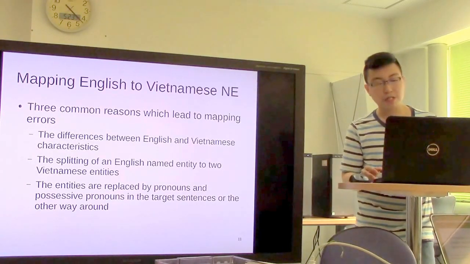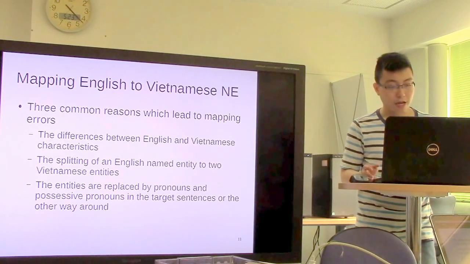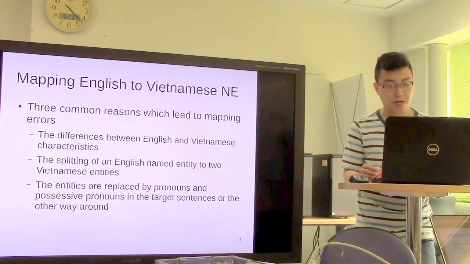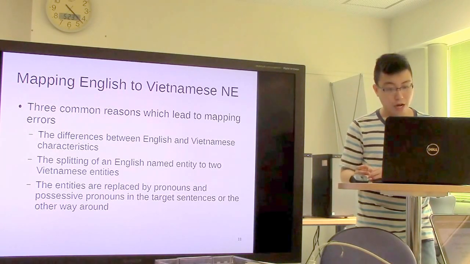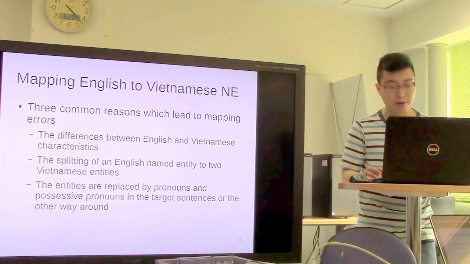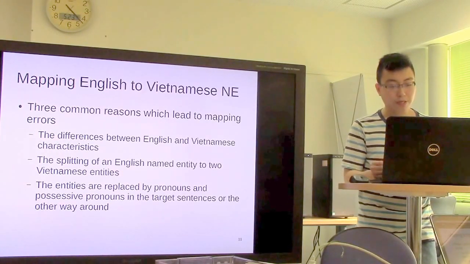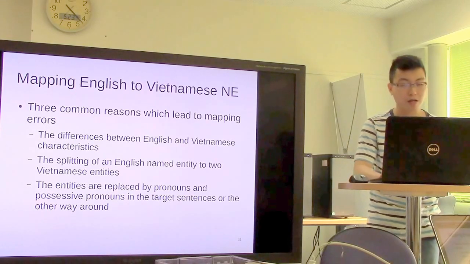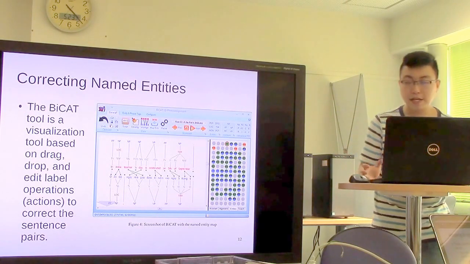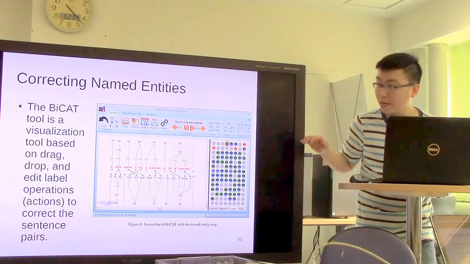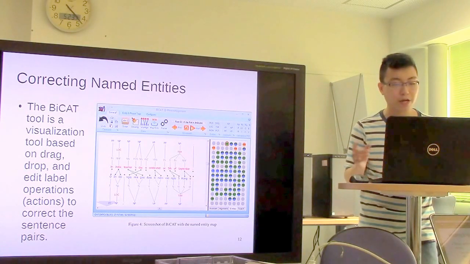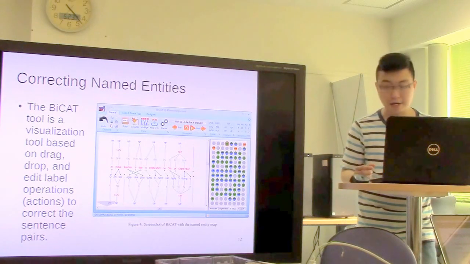So there are three common reasons which lead to the mapping errors. First, the difference between English and Vietnamese characteristics. Second, the splitting up of an English named entity into two Vietnamese entities. And third, entities are replaced by pronouns and possessive pronouns in the target sentence, or the other way around. To correct the named entities manually, they use the BYCAST tool. This tool is a visualization tool based on drag and drop and label editing operations to correct the sentence pair.